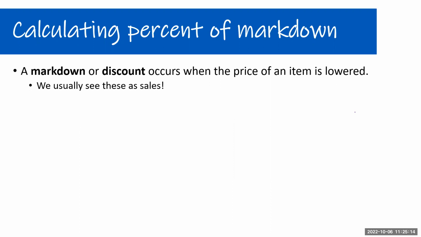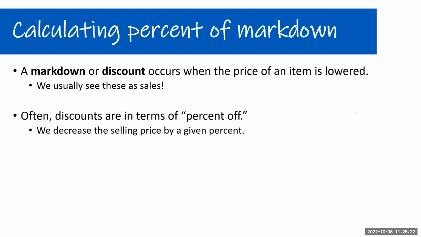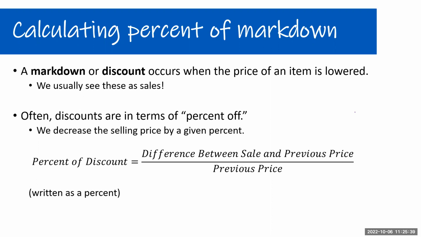So a markdown or a discount occurs when that price is lowered. Remember, as a consumer, we usually see these as sales. Sometimes you'll see, oh, it's $10 off. That's not what we're talking about for today. We're talking about when it's 25% off or 10% off or whatever percent off. We're going to be decreasing that cost by a certain percent. And to calculate that, we're going to look at this formula.